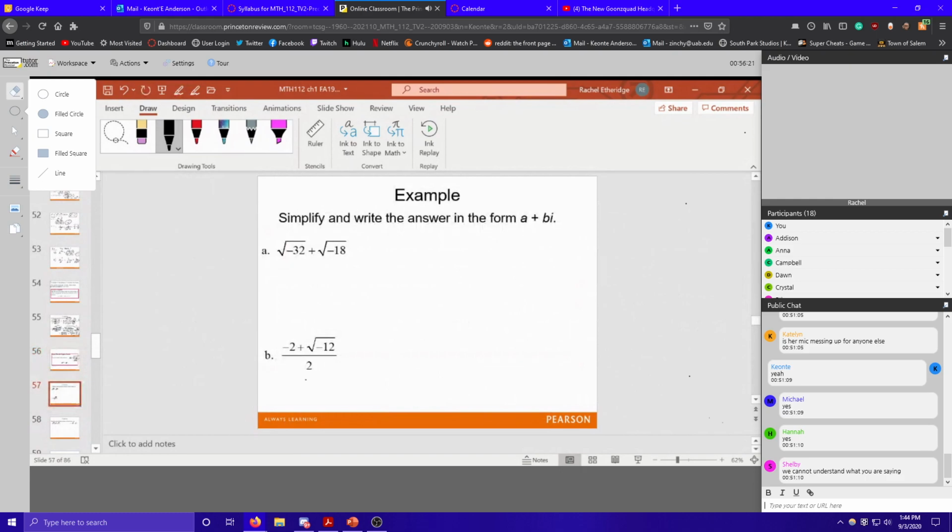So when I simplify these terms, that's the first thing I'm going to do. I'm going to recognize that the square root of -32 is the same thing as the square root of -1 times the square root of 32, but I'm not going to keep writing that square root of -1. I'm just going to go ahead and write i square root of 32 plus i square root of 18.